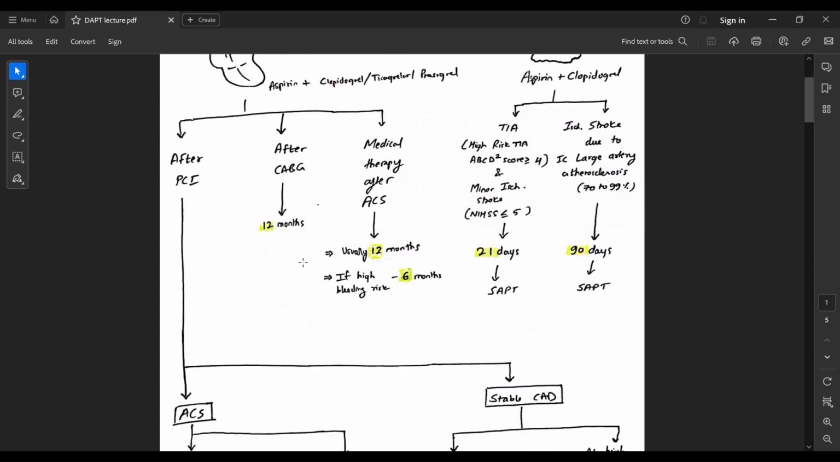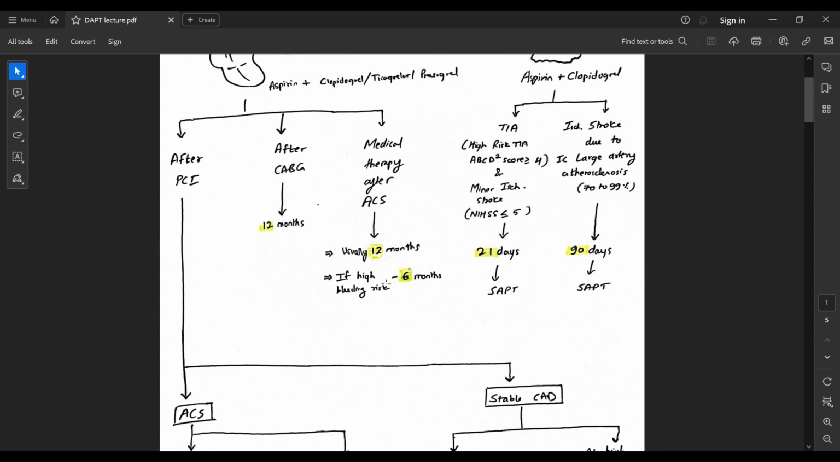After coronary artery bypass grafting, DAPT has to be continued for at least 12 months. There's a class 1 recommendation for acute coronary syndrome. If the patient undergoes coronary artery bypass grafting, CABG, for acute coronary syndrome, then you have to give it for at least 12 months. In case of stable coronary artery disease, if the patient undergoes CABG, then 12-month DAPT has to be given, but it is a class 2B recommendation.